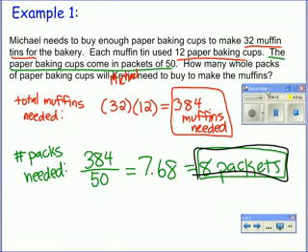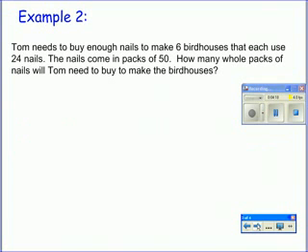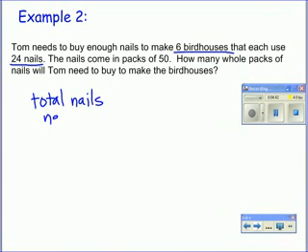Okay, so let's go to example number 2, which is fairly similar to this. Example number 2 says that Tom needs to buy enough nails to make 6 birdhouses that each use 24 nails. So I'm going to stop right there on this one. Let's do the first part of this first.